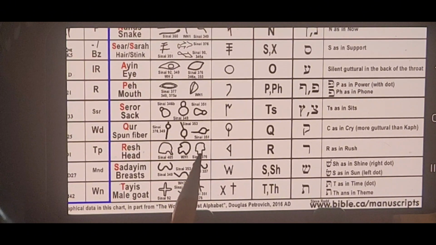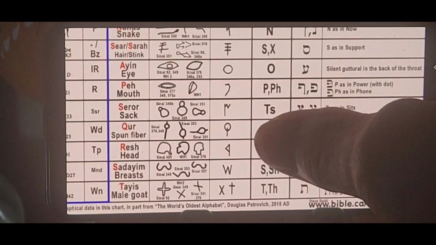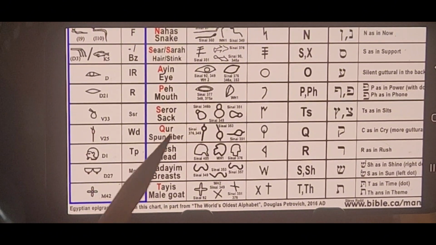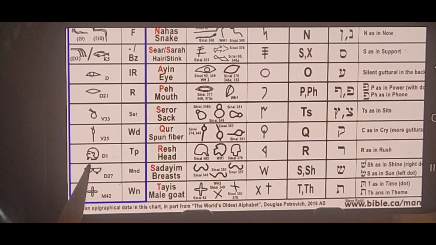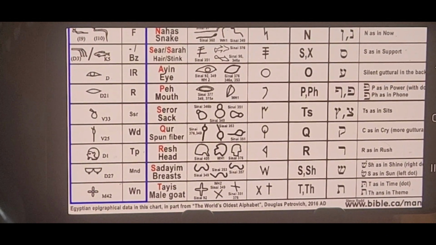Notice that here is a picture of what looks like a human head, perhaps. And we find that indeed the ancient meaning of the word, or the accepted meaning of the word Resh, is head. And notice here in the most ancient, the Egyptian, it actually looks like the head of a pharaoh.